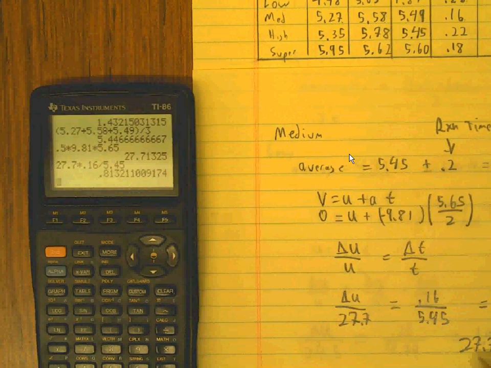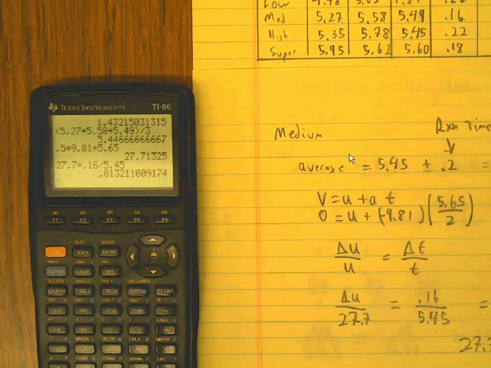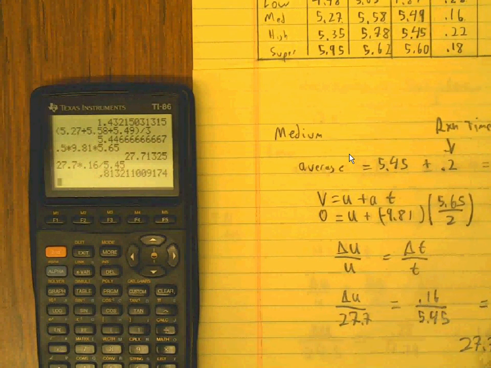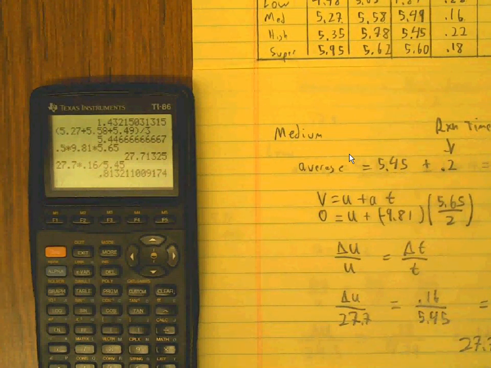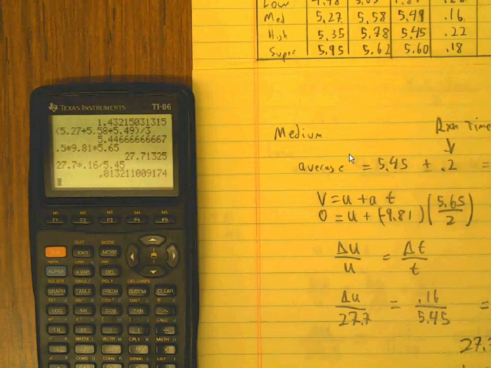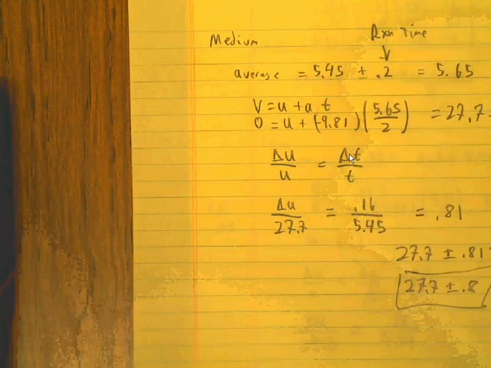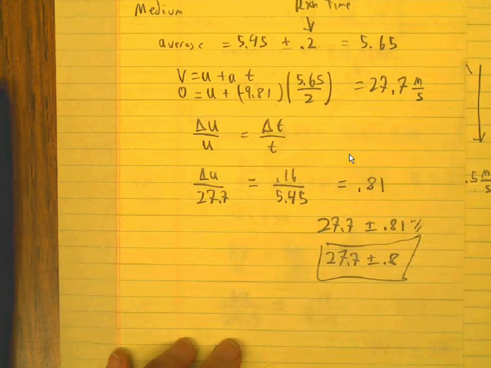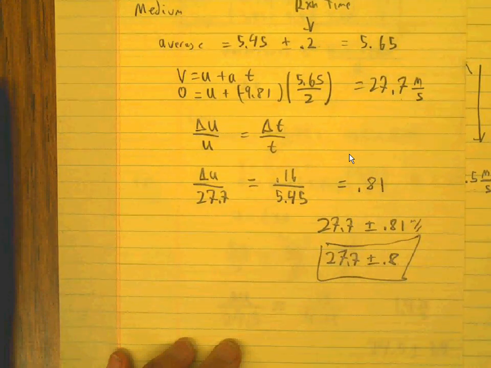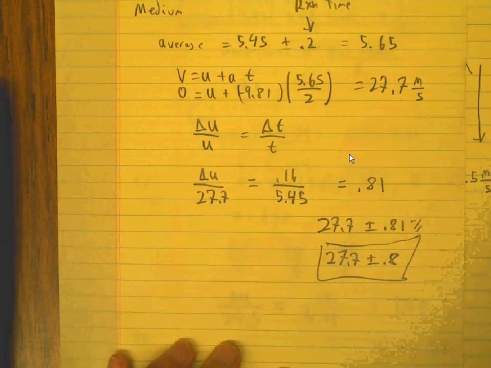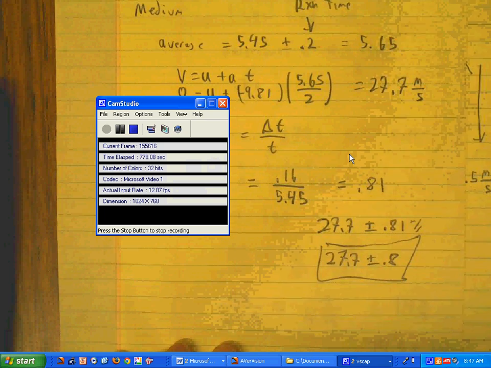And I know we're supposed to write it with just one sig fig, so really I think we're supposed to write 27.7 plus or minus 0.8, like that. Whoops, you can't see that. So I think you're supposed to write it 27.7 plus or minus 0.8. Hope that helps.